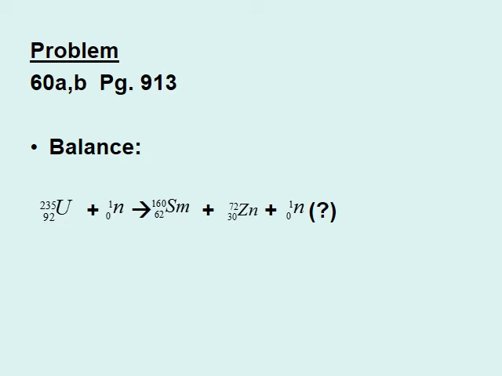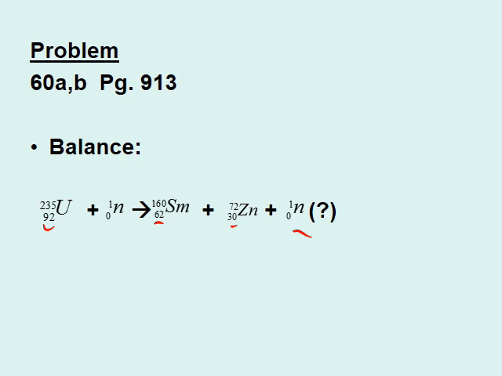Now this is problem number 60, and I have picked one of them. This is the reaction given: uranium-235 reacting with a neutron, giving Sm-160, Zn, zinc-72, and you need to find out how many neutrons would balance it. How do I do that? Of course, your bottom number and top number have to match. Let's first check the bottom numbers. 92. So 62 plus 30. So that checks out. 92. I don't need to do any kind of balancing.